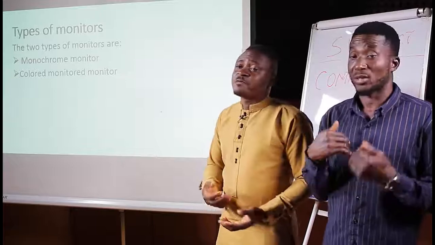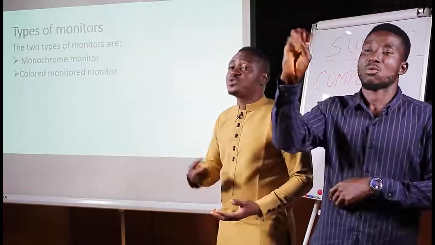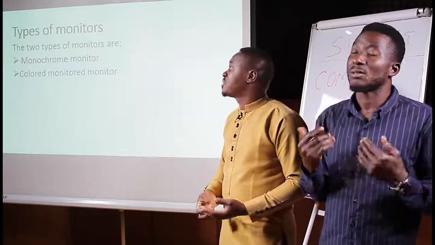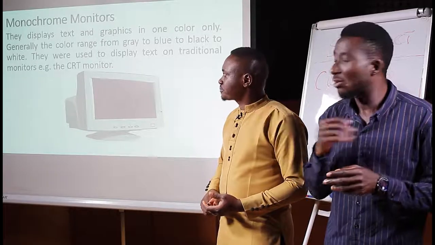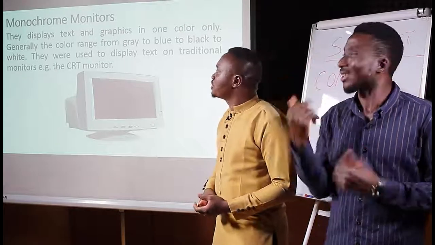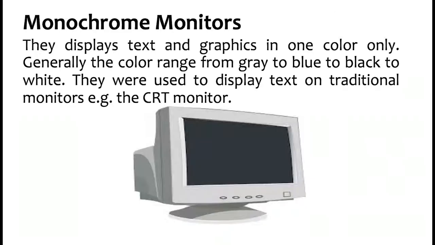We have types of monitor. Basically, we'll be considering two major types of monitor. We have the monochrome monitor, and we also have the colored monitor. The monochrome monitors display text and graphics in one color only. Generally, the color ranges from gray to blue to black to white.